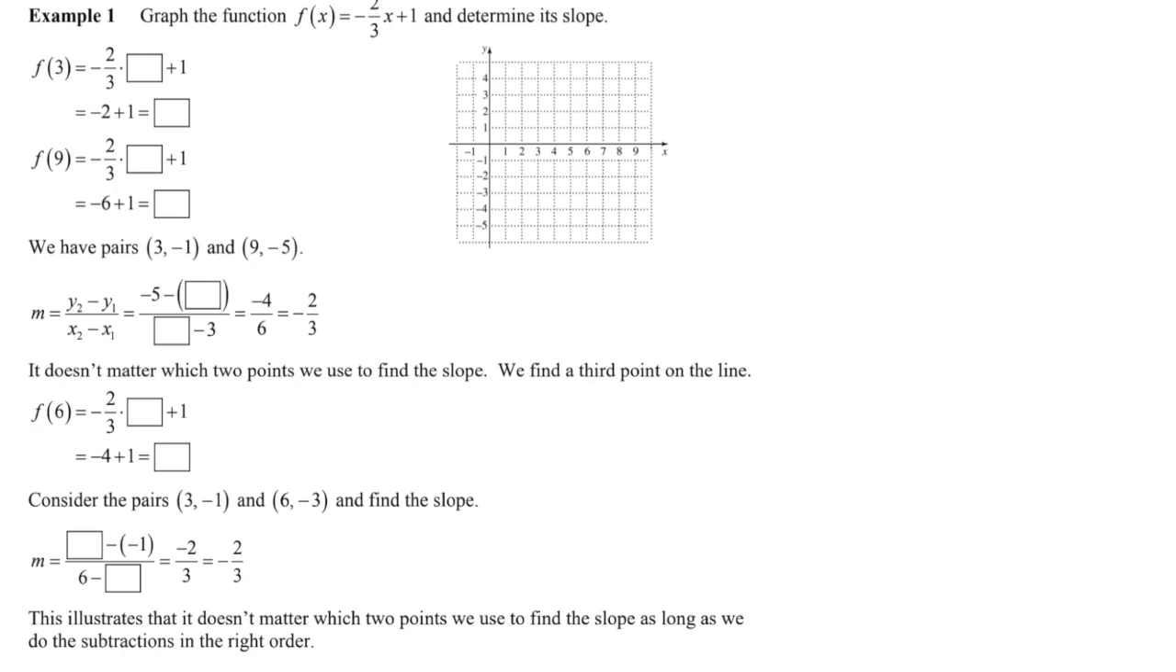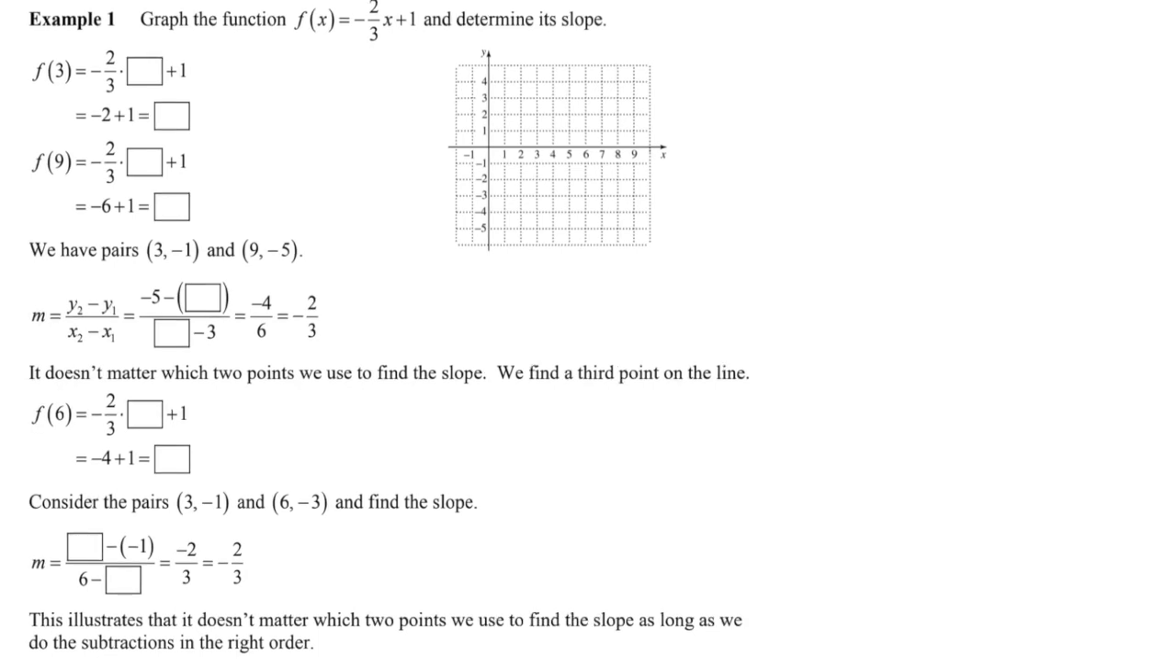Let's graph the function f of x equals negative 2/3 x plus 1 and determine its slope. The first thing I'm going to do is substitute values in for x so I can determine what their y values are, so that I can find some points that are on this plane. I'm going to choose values that are easily divisible by 3, such as 3 and 9.